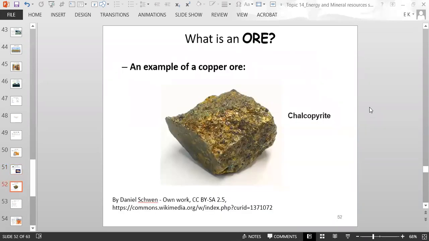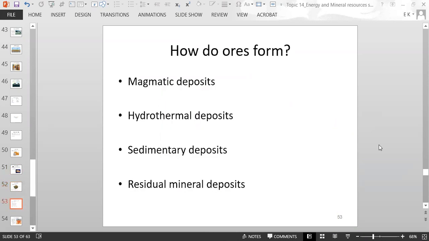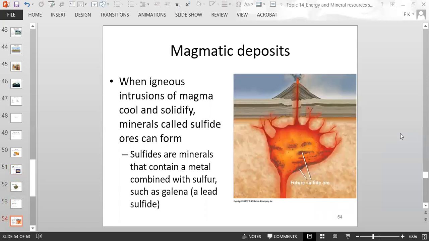And this is an example of a copper ore called chalcopyrite. So how do ores form? They form through magmatic deposits, hydrothermal deposits, sedimentary deposits, and residual mineral deposits. So first we'll go over magmatic deposits.